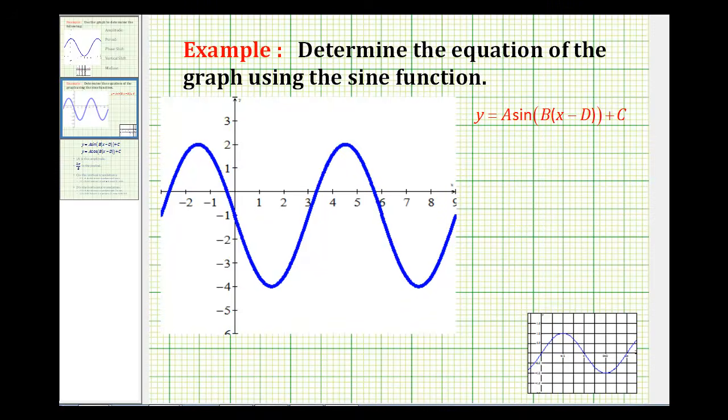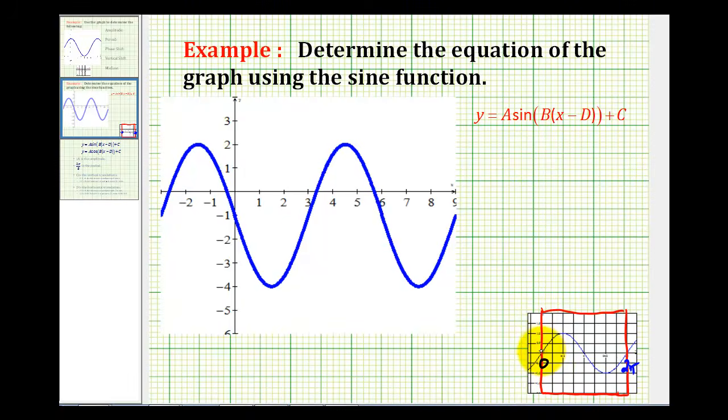In this example, we want to determine the equation of the graph using the sine function. But before we do that, let's review some of the components of the basic sine function. So we'll focus on the graph from here to here, which is one period of the basic sine function. The period is from 0 to 2 pi.